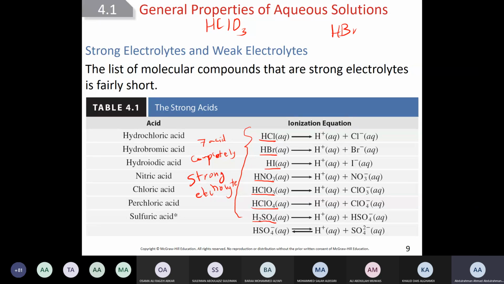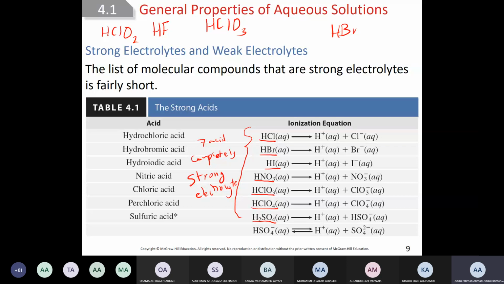Now, let me ask you, HF. Is it strong electrolyte or weak electrolyte? Very weak. Weak electrolyte. All right. How about if I have HClO2? Weak electrolyte. What's the name of this acid? Chlorous acid. You have to memorize it, chapter 2.